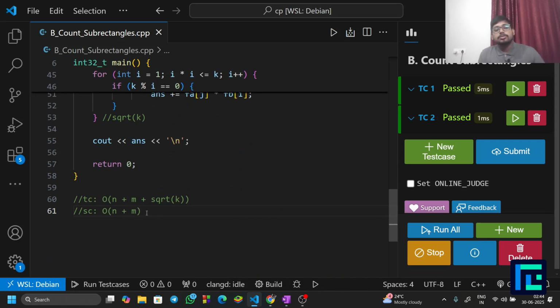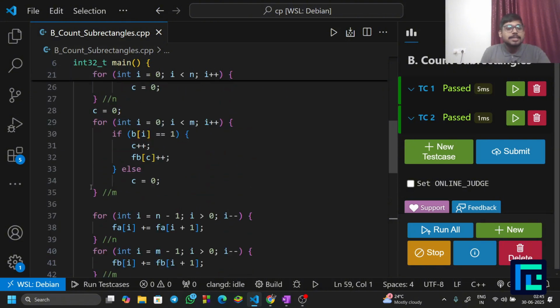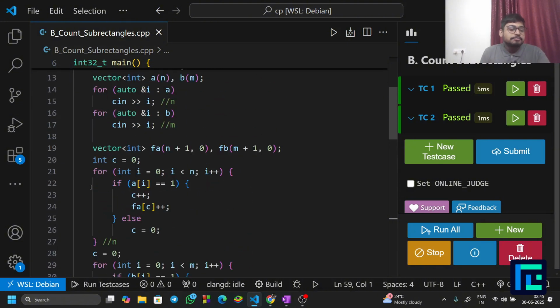Okay, so I hope everything is clear about this problem. This was a really nice problem of number theory, which used multiple concepts, like difference array as well. So I hope you liked the explanation. Thank you very much for tuning in.